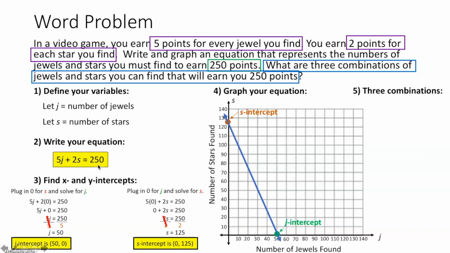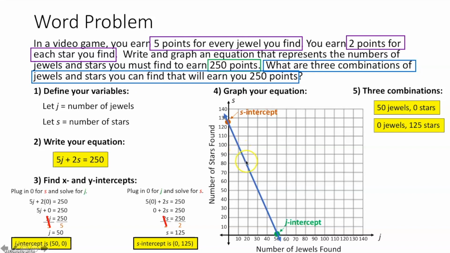So now it's going to ask 3 combinations of jewels and stars that will get you 250 points. Well, we just found our intercepts, and these intercepts are actually places that give you those points. If I plug in 50 for J and 0 for S, it gives me 250. So this is actually a solution to our problem. Same thing here. If I plug in 0 for J and 125 for S, it gives me 250. Now, it's not a coincidence that these are both solutions to your problem. This line that we graphed is the solution graph. Any point on this line is a solution to this equation.